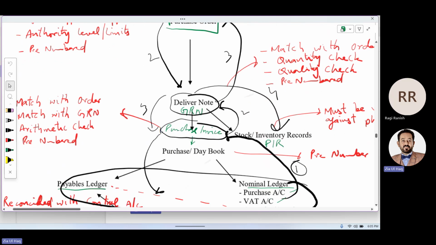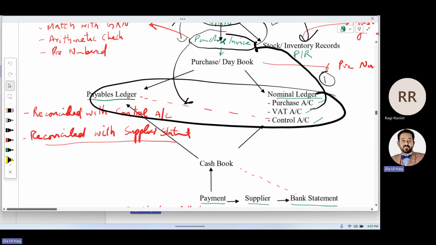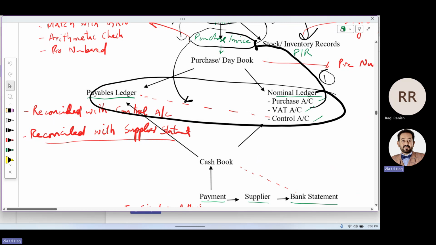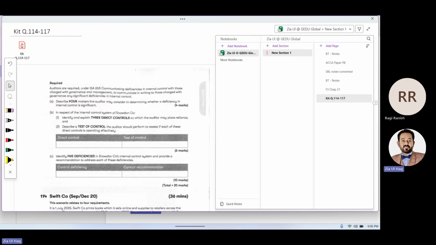And the purchase invoice must be matched with the order and the GRN, having an arithmetic check performed, and pre-numbered. The payable ledger must be reconciled with the control account, and the payable ledger must be reconciled with the supplier statement. While making payment against purchases, two signatories should authorize the payment. While making payment, the supporting documents should be cross-cancelled, and against the payment, the cash book and payable ledger must be updated. We have discussed these things. Let's move towards questions.